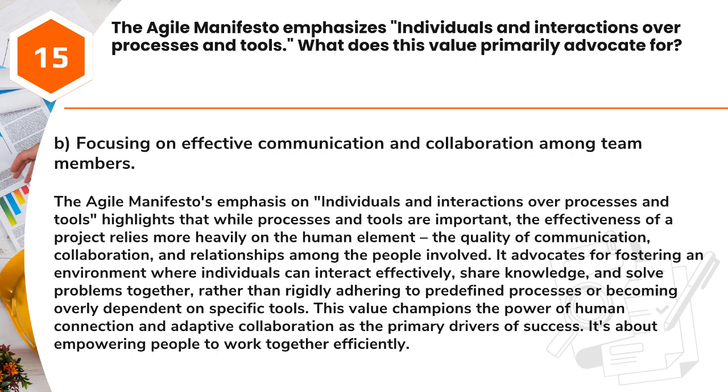Answer: B. Focusing on effective communication and collaboration among team members. The Agile Manifesto's emphasis on individuals and interactions over processes and tools highlights that while processes and tools are important, the effectiveness of a project relies more heavily on the human element, the quality of communication, collaboration, and relationships among the people involved. It advocates for fostering an environment where individuals can interact effectively, share knowledge, and solve problems together, rather than rigidly adhering to predefined processes or becoming overly dependent on specific tools.